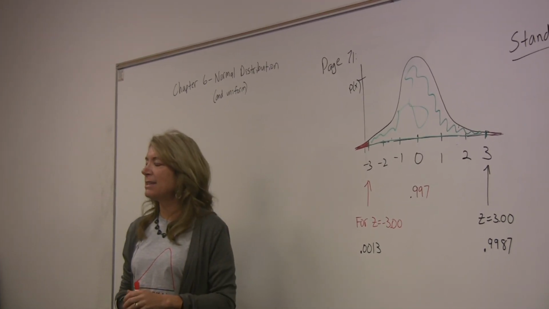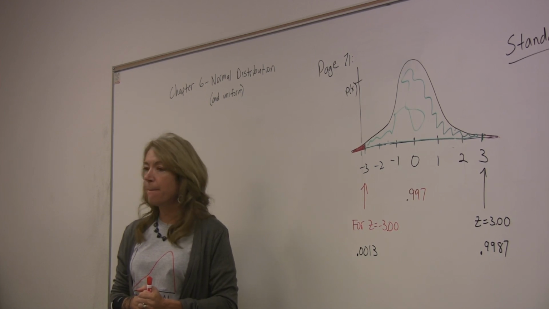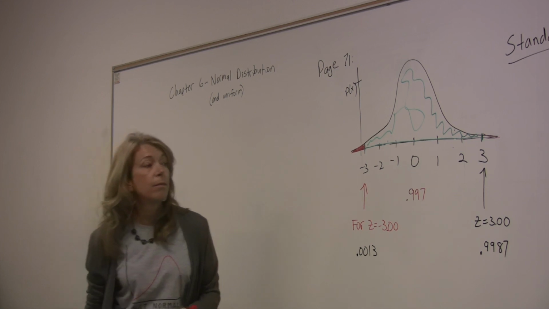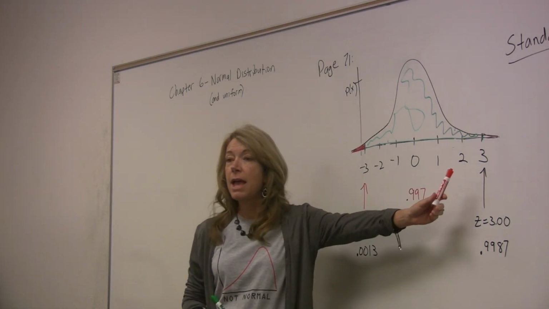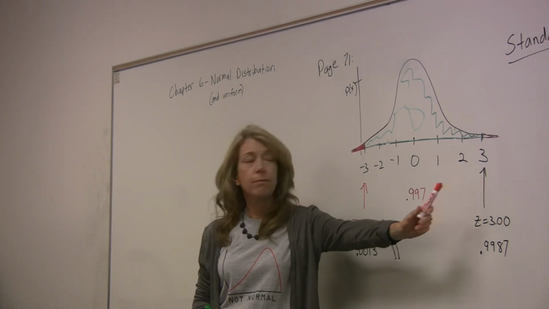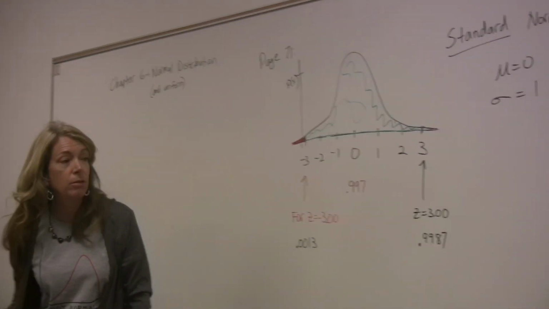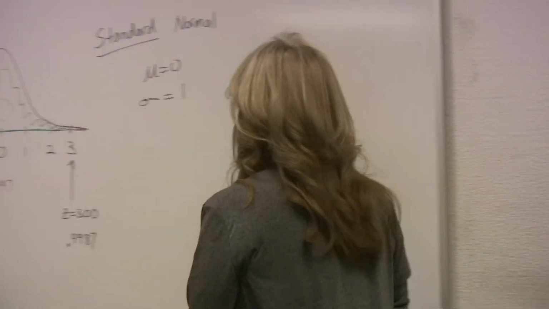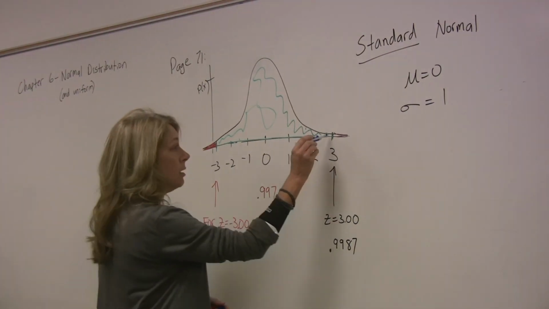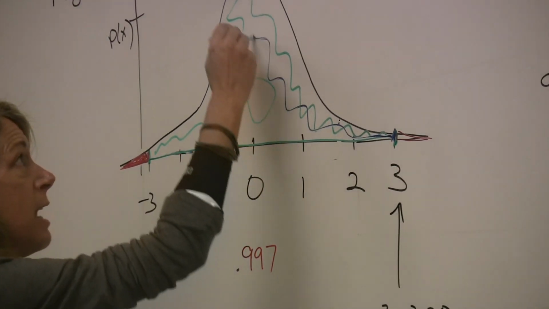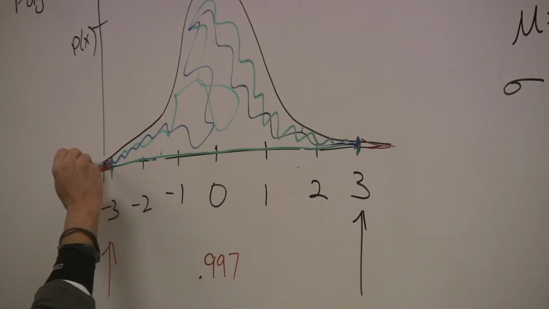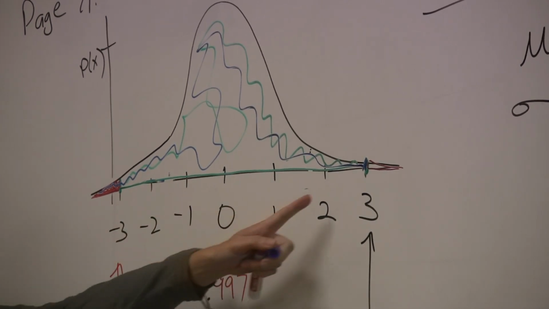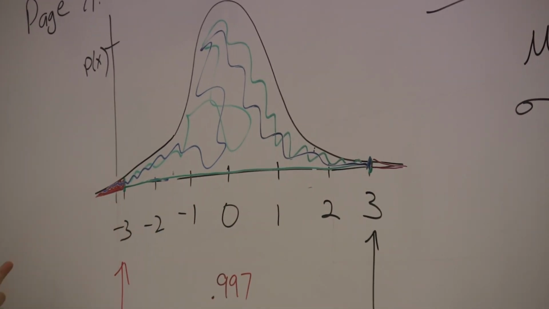What is the 9987? Everything from 3, everything to the left of 3. I wish I had another color. I guess I could use blue. Everything to the left of 3. So that means it starts here. It's all this green stuff and this little red piece, which is now going to be purple. Do we agree it's everything from 3 all the way over?